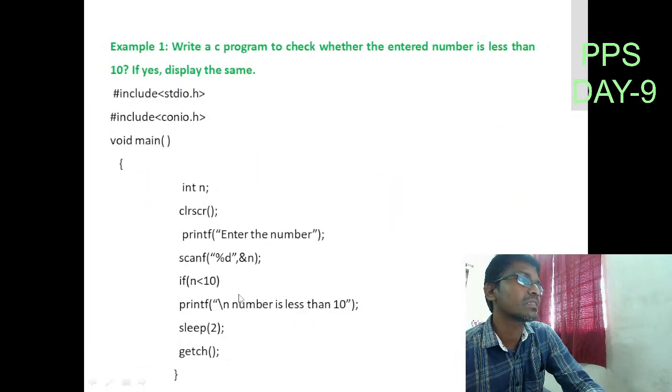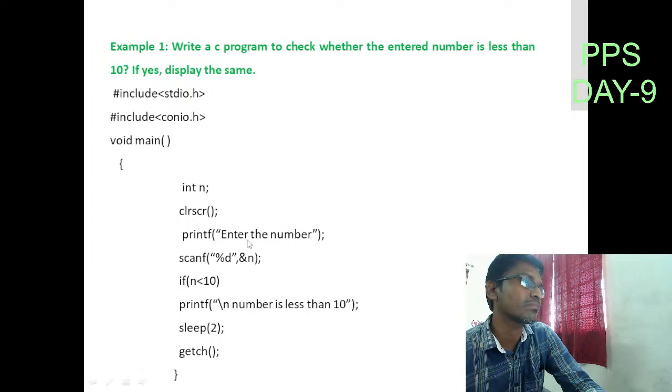So this is an example here I am writing. The program is to check whether the entered number is less than 10. If it is less than 10, display the number is less than 10. Otherwise, you don't want to display anything.